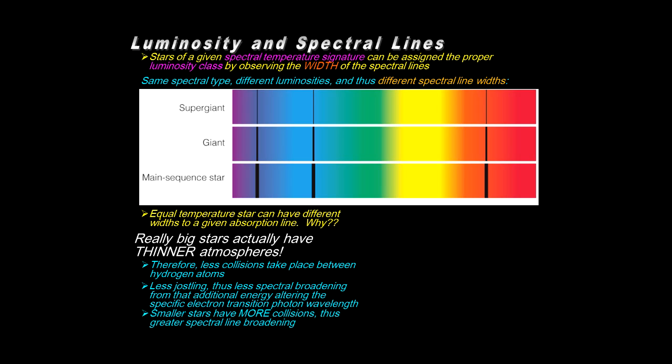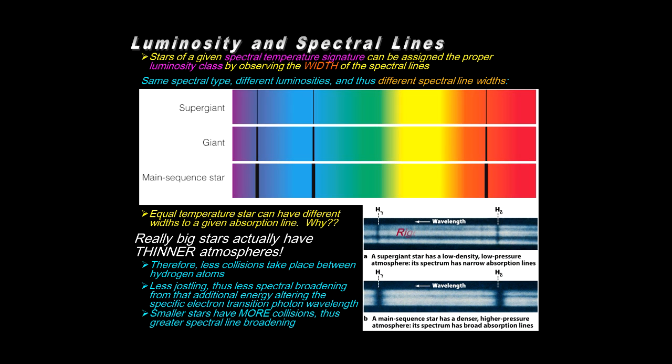The smaller stars, like a main sequence star, have a denser atmosphere, so there's more jostling, and there's more change, a larger distribution of energies around that special electron transition energy that will allow for absorption. So you have broader absorption lines. Hopefully that made a little bit of sense. It's a mouthful, but here's an example.